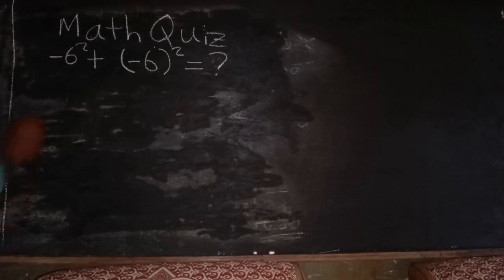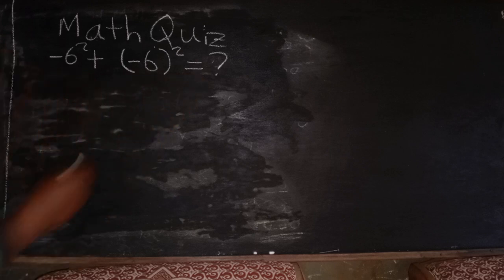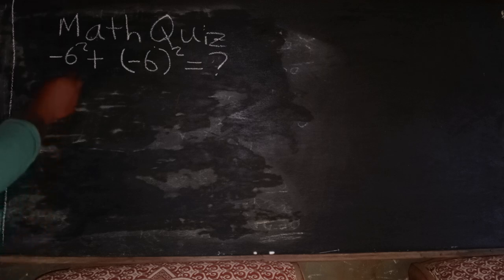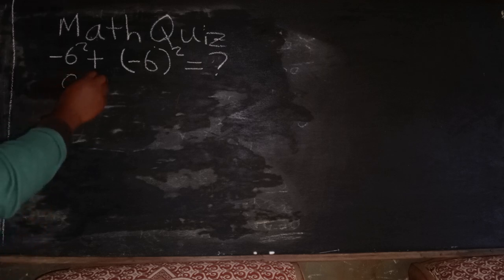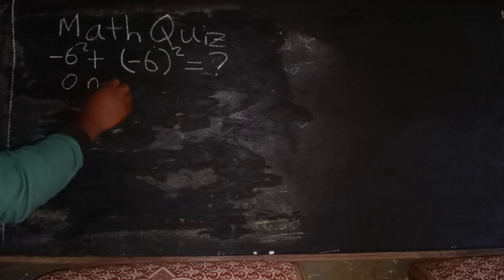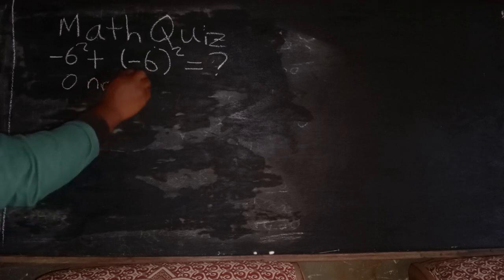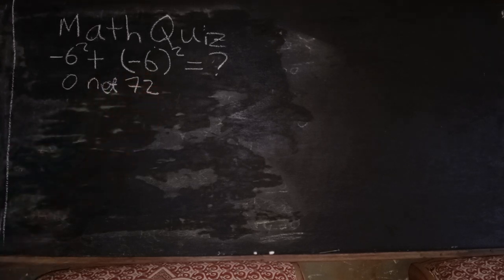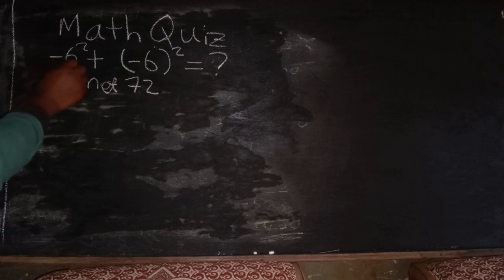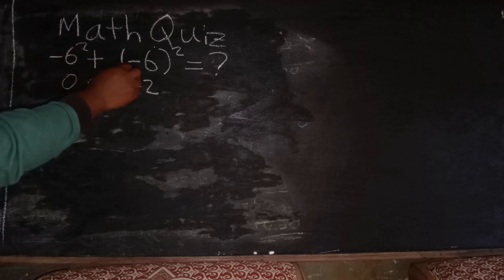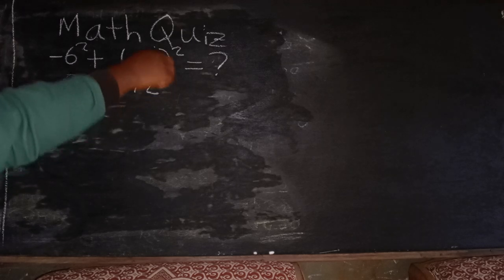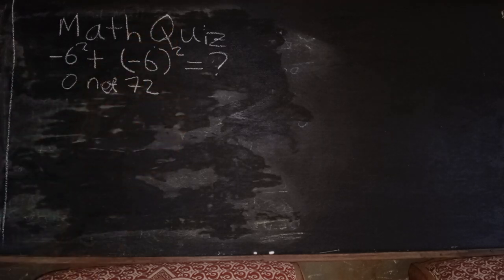Today I will solve this tricky math quiz that is confusing almost everyone on the internet and show you why the correct answer is 0, not 72. Okay, so the quiz is -6² + (-6)² = ?